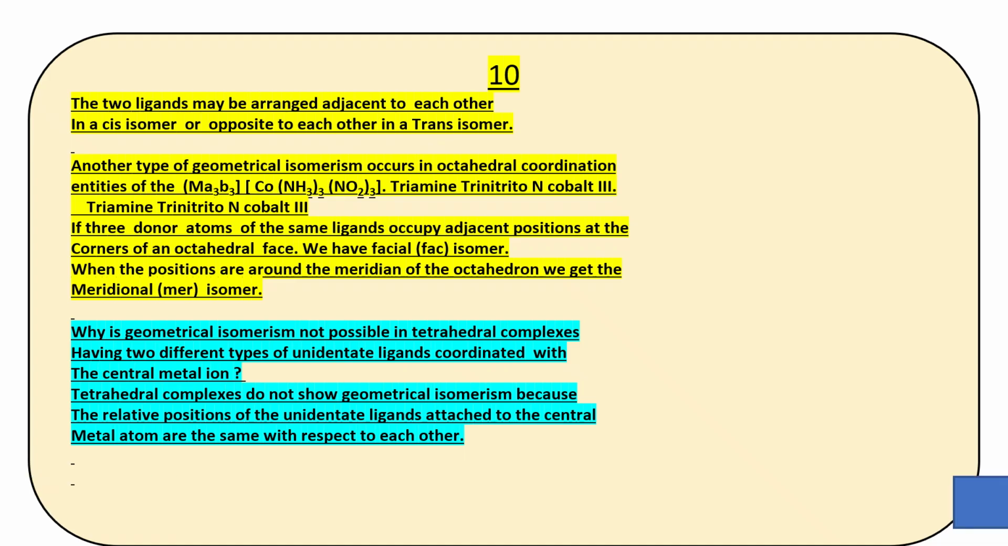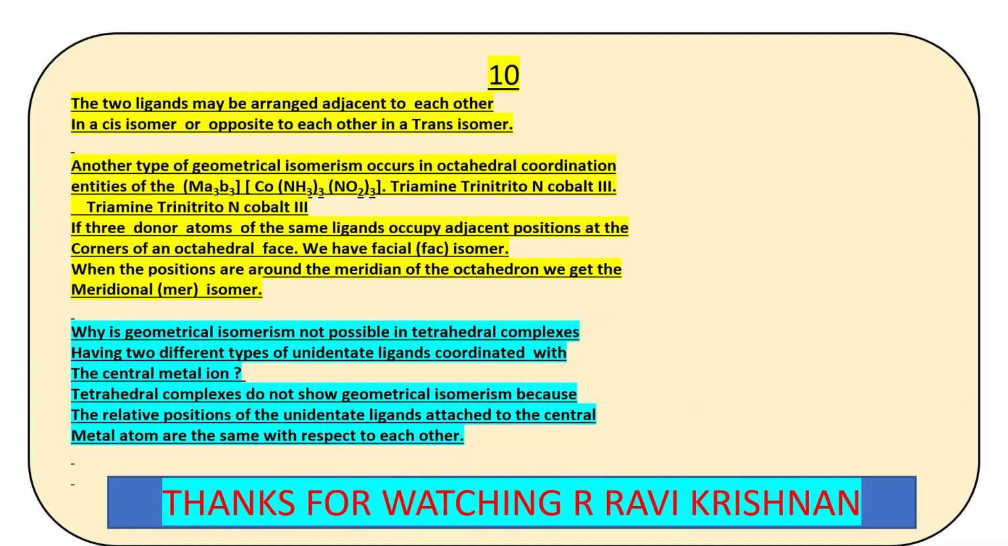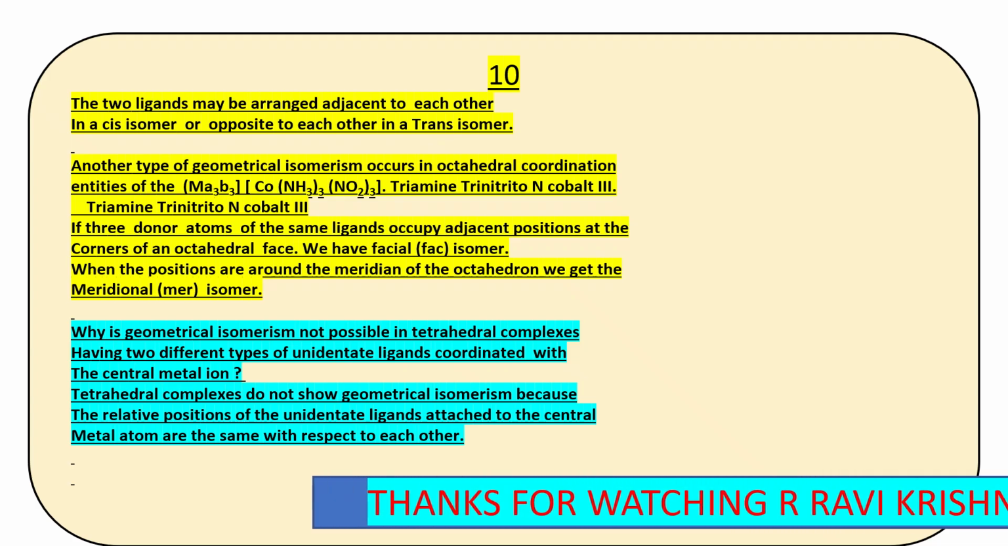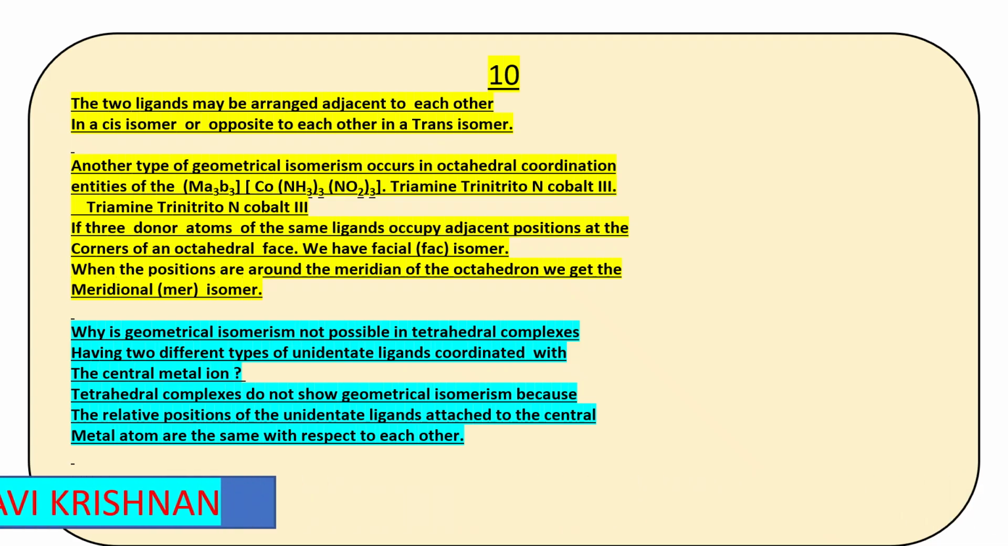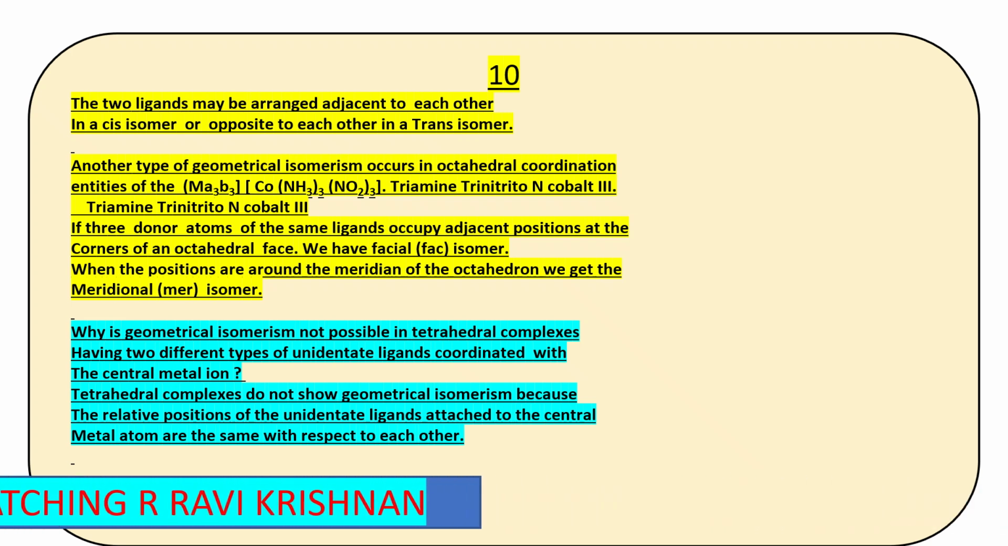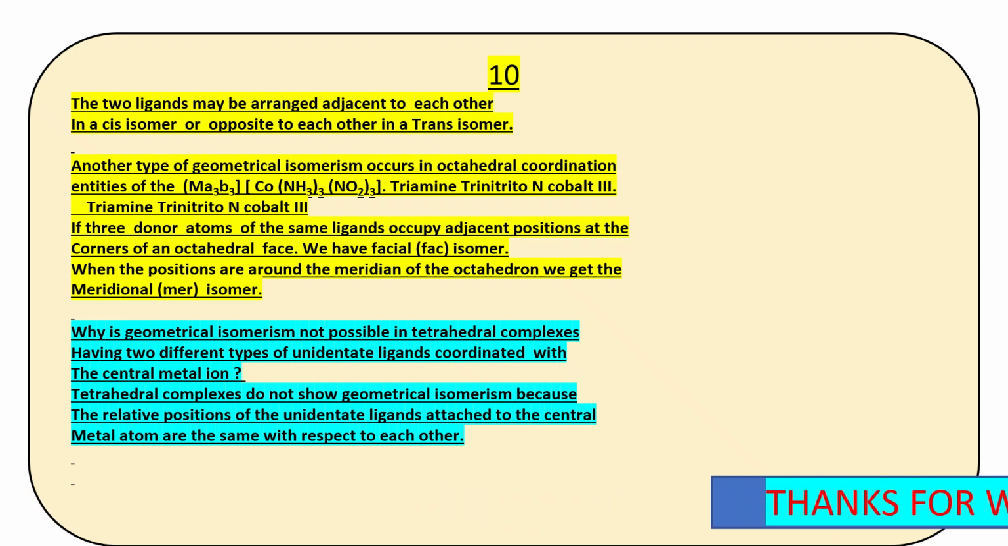If three donor atoms of the same ligands occupy adjacent positions at the corners of an octahedral face, we have the facial isomer. When the positions are around the meridian of the octahedron, we get the meridional isomer.